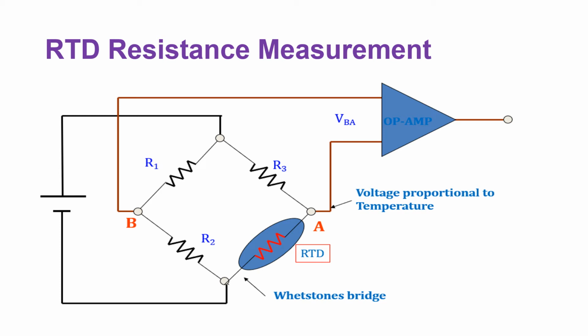Now suppose take one example. If by using a solder gun you are going to heat the RTD, then the resistance of RTD will change, means R1 upon R2 is not equal to R3 upon the resistance of RTD. Why? Because when you heat the RTD by using your solder gun, then the resistance of the RTD will change according to positive temperature coefficient. As temperature increases, the resistance of RTD will increase, and then your Wheatstone bridge will be in unbalanced condition.